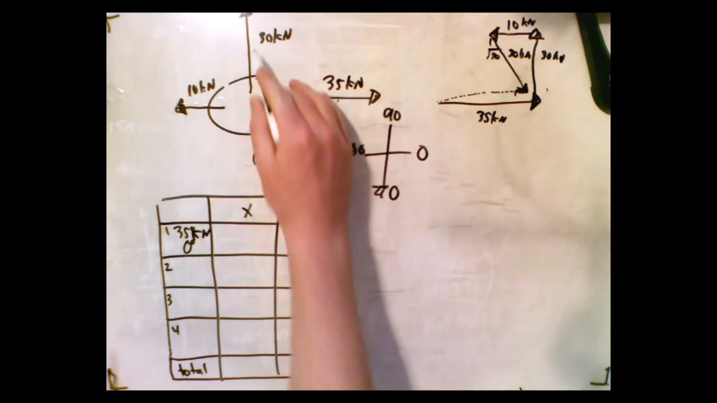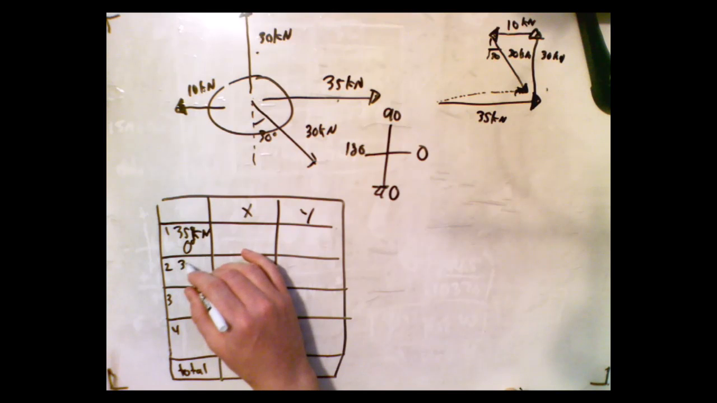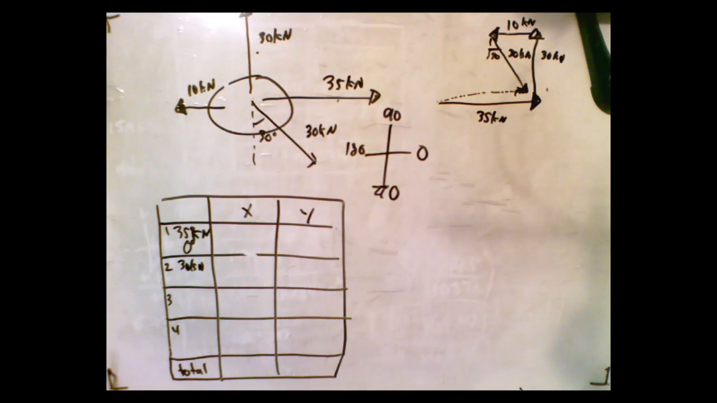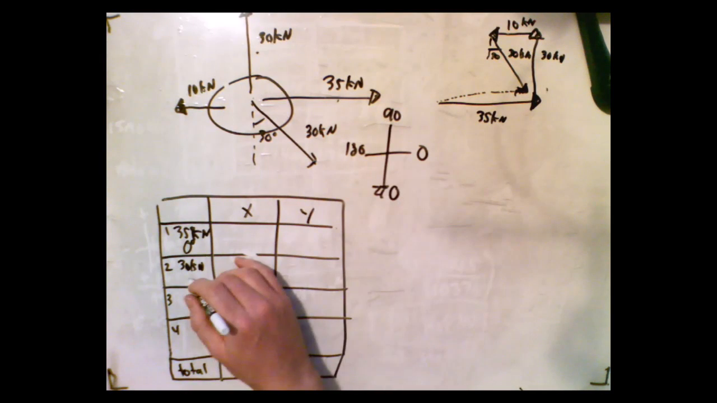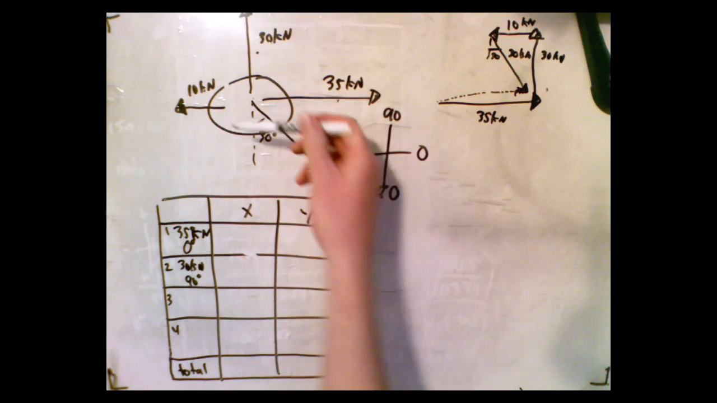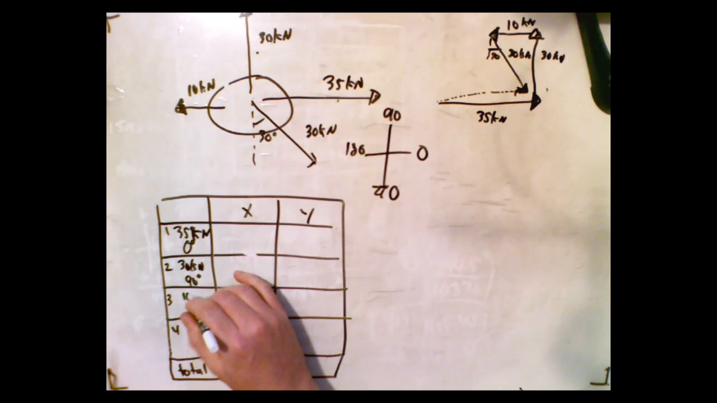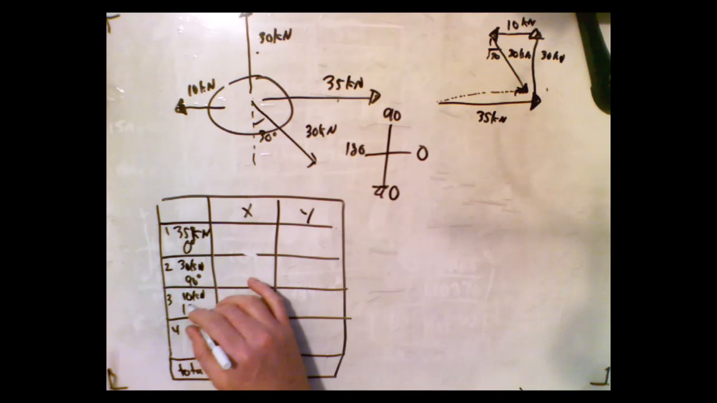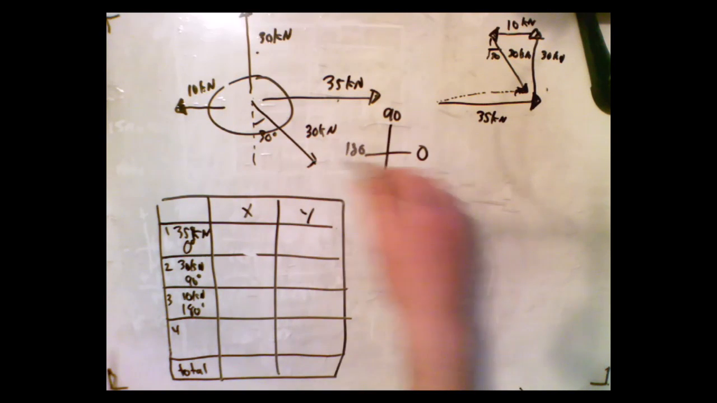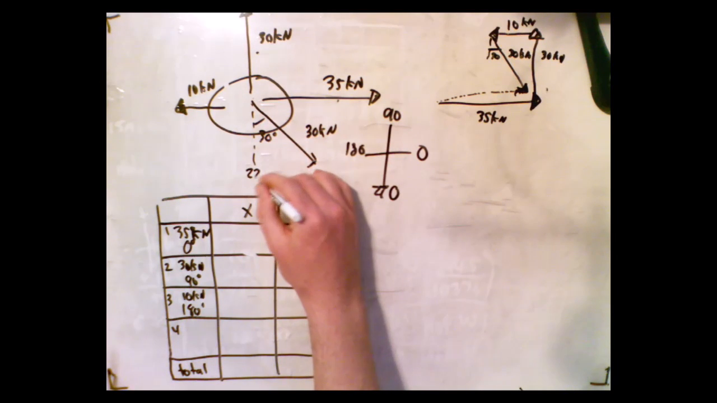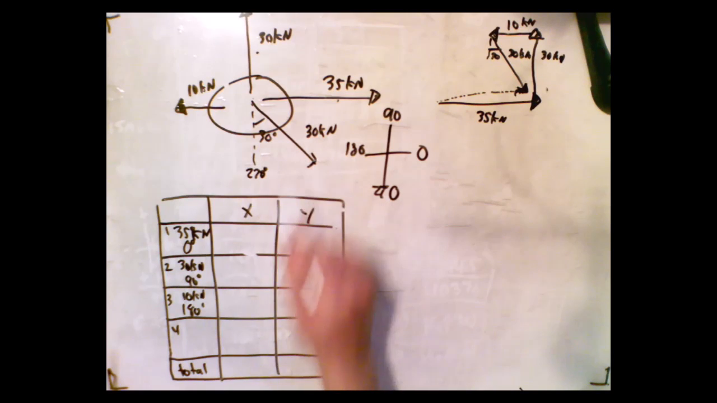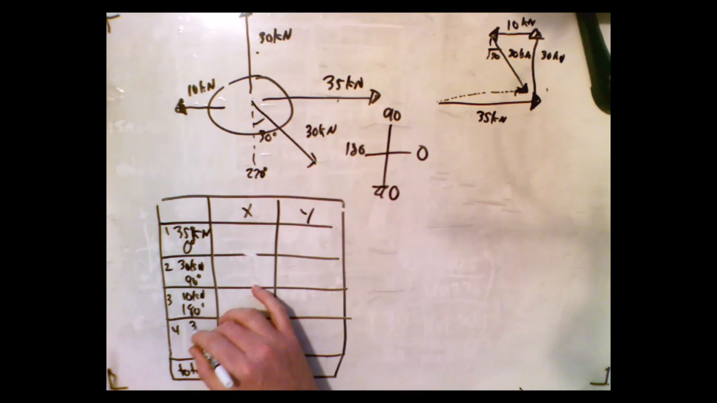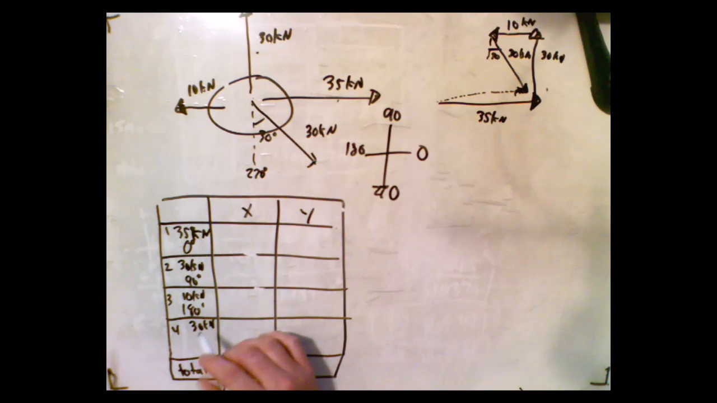And then this one here has 30 kilonewtons. And it's going straight up, so that's going to be 90 degrees. This one is 10 kilonewtons, and it's going straight west, so that's going to be 180 degrees. And then this one, so this would be 270 degrees down here, plus another 30. So we have 30 kilonewtons, and it's going to be 300 degrees because it's 270 plus 30.